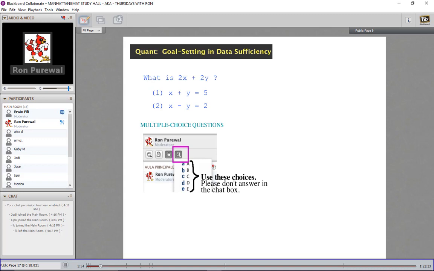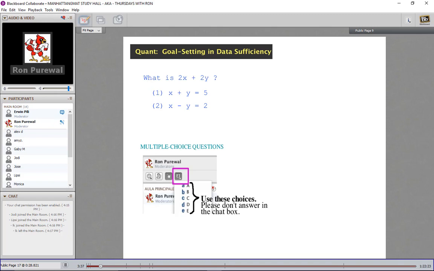Just make sure we're on the same page here. The goal, when we're talking about goal setting here, the goal that we are actually setting is what the problem wants to know. In this case, that's this. This is the goal.